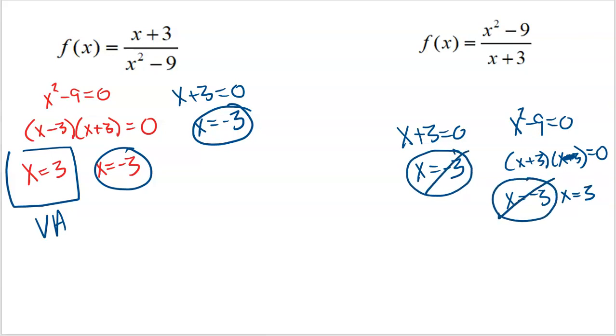So that is not a 0, nor is that a vertical asymptote. Now positive 3 makes the numerator 0. So that's a 0. So this graph actually has no vertical asymptotes because there's no value that makes only the denominator equal to 0. Negative 3 does make the denominator equal to 0, but it also makes the numerator equal to 0. So that is not a 0, nor is that a vertical asymptote.